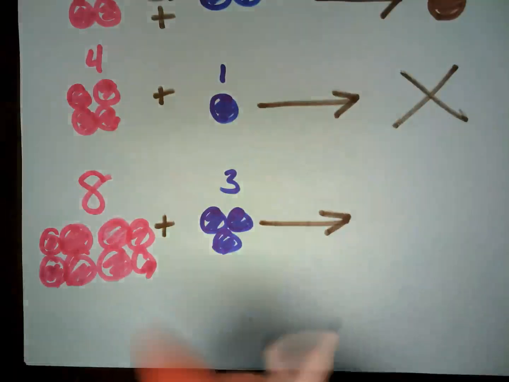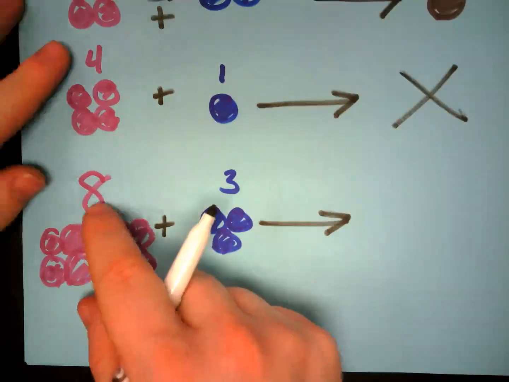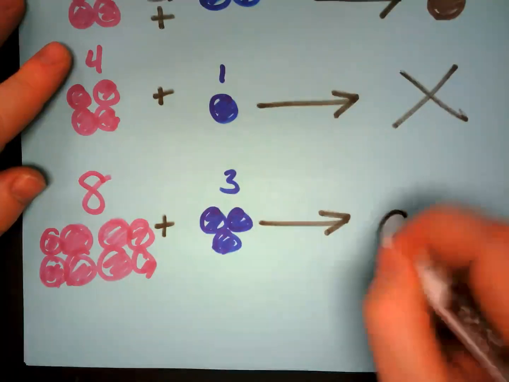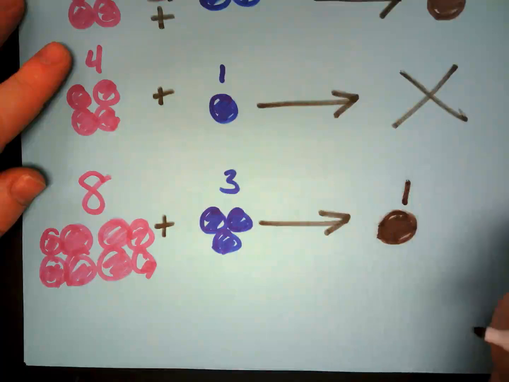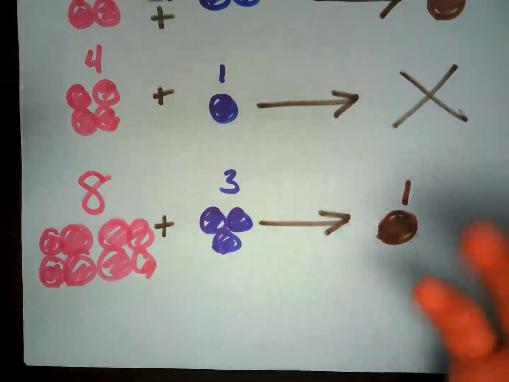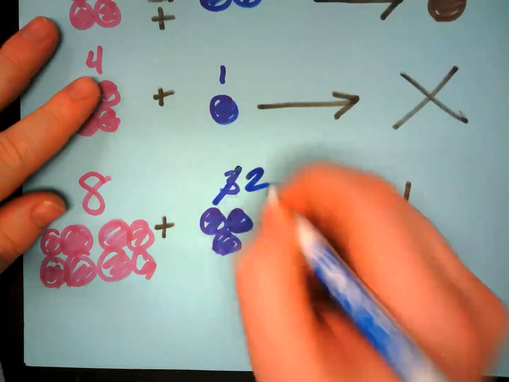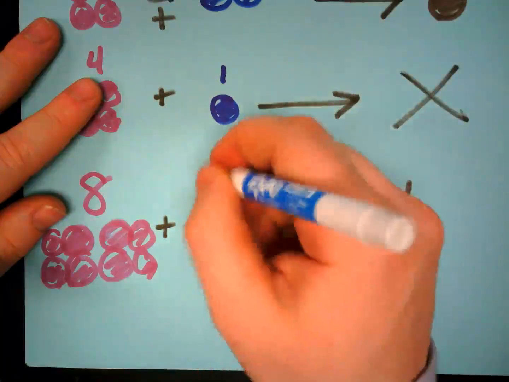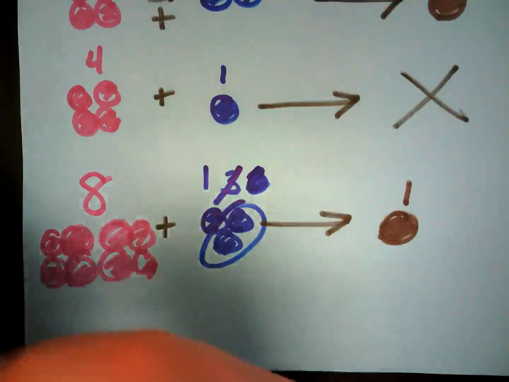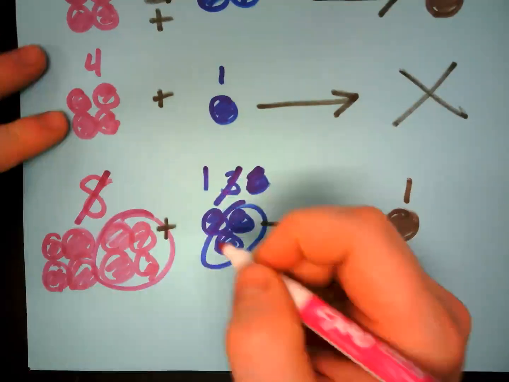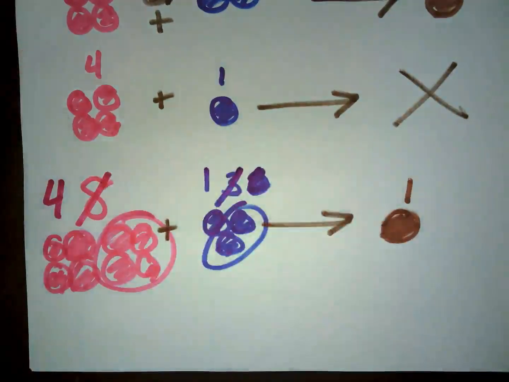This is pretty much how it's set up. All we'd see here is that we're going to use 4 out of here and 2 out of here, and all we can produce is just one brown guy. Now, what was used up? 2 of these were used up, so we'd have 1 left over here. We'd take 4 of these guys here, and we would still have 4 left over.